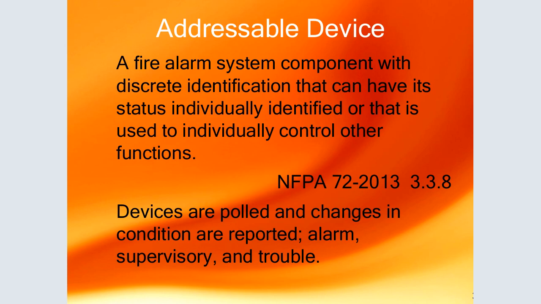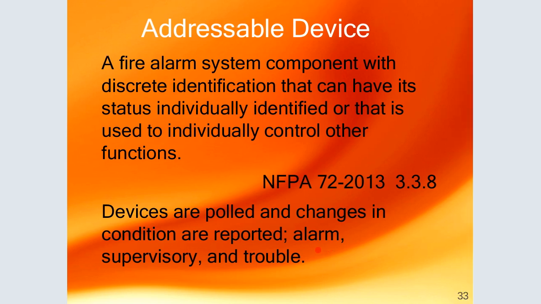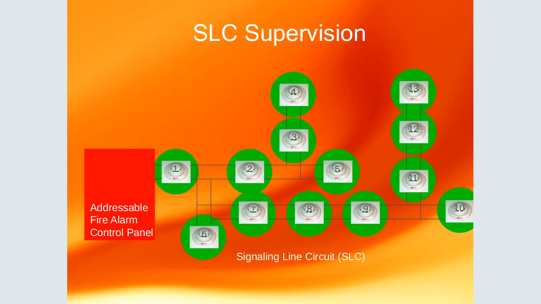Addressable devices. What are addressable devices? A fire alarm system component with a discrete identification that can have its status individually identified, or that is used to individually control other functions. So devices are polled and changes in condition are reported: alarms, supervisory and trouble.